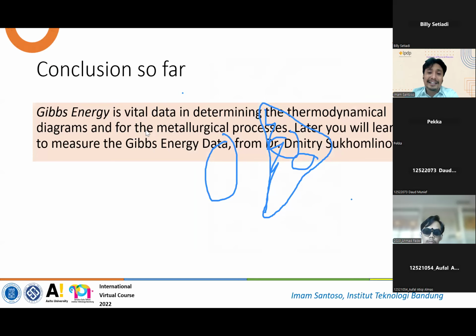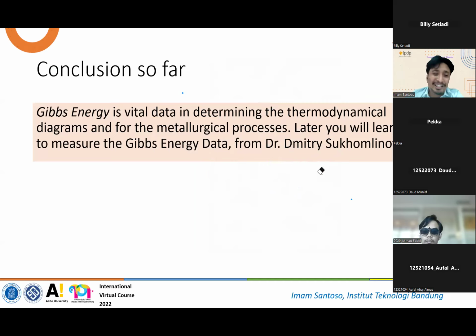Okay. This is the conclusion so far. Sorry, Dr. Dimitri will not join. So, the Gibbs energy is vital. It can be used to predict the products of the metallurgical process. It can be used to control inside the reactor and many things.